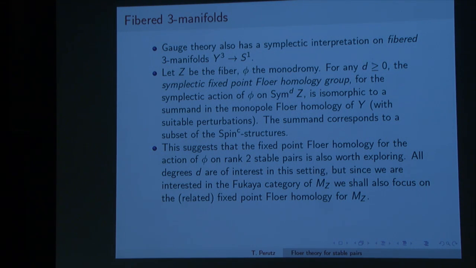And now I'd like to tell you what we can actually do. So gauge theory has a symplectic interpretation on fibered three-manifolds. So you have a three-manifold Y with a submersion to the circle. So the fibers are surfaces, and this is the situation where we can actually get some results at this point. So let's say Z is the fiber, and phi is the monodromy.